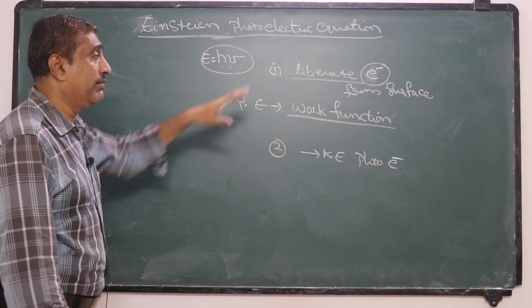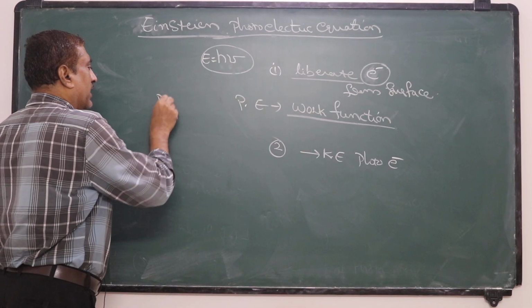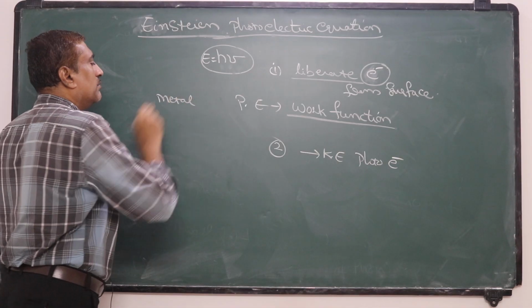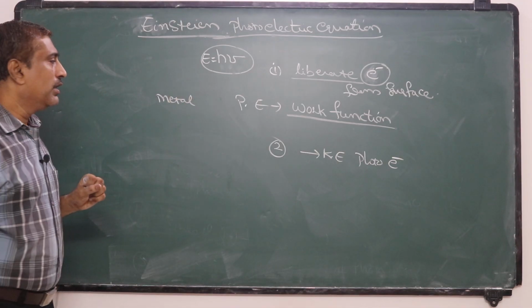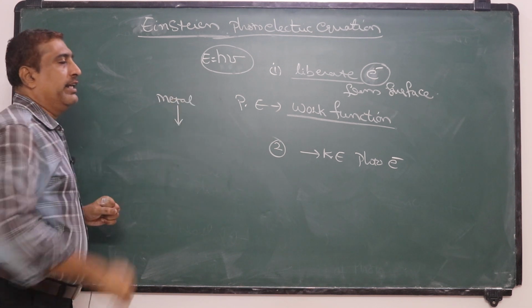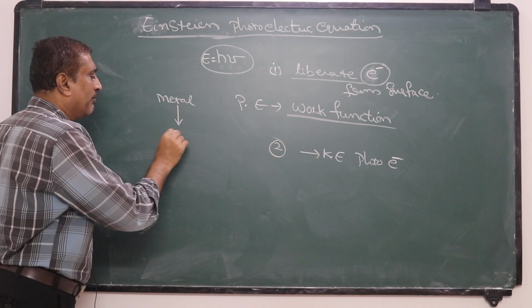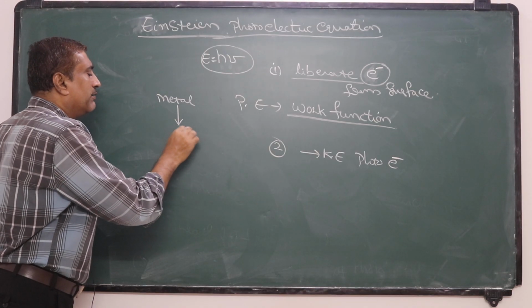That means, suppose we assume a metal, and the minimum energy required to emit an electron from this metal is, as an example, 15 joule.